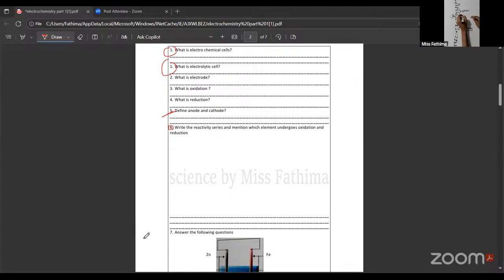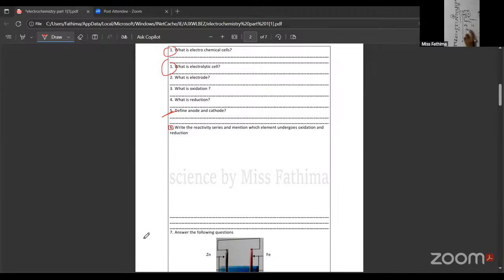Now when you take magnesium and potassium, out of these two, which is above in the reactivity series? Potassium is above in the reactivity series. Therefore, potassium will undergo oxidation, while magnesium will undergo reduction. Right?